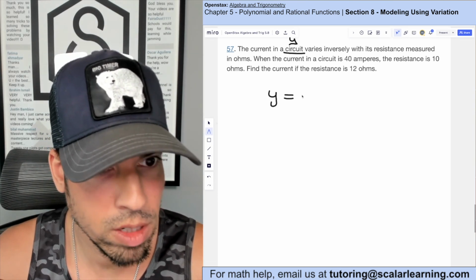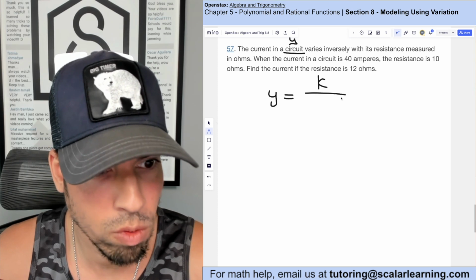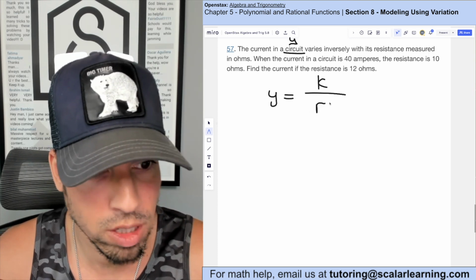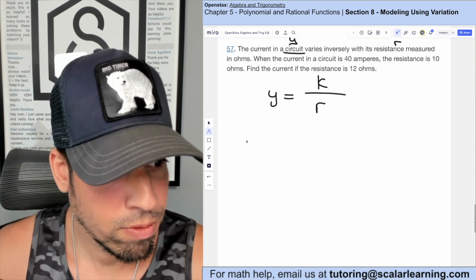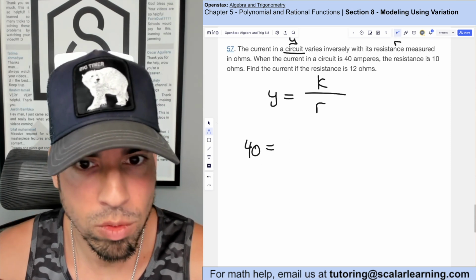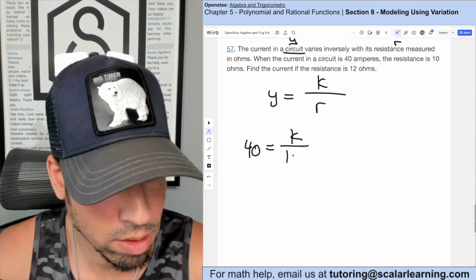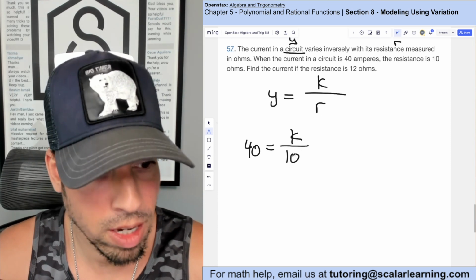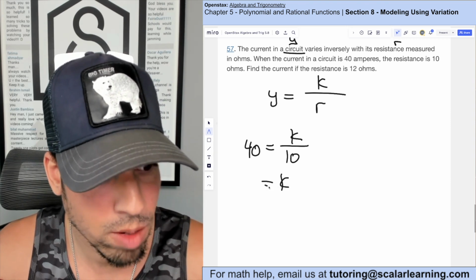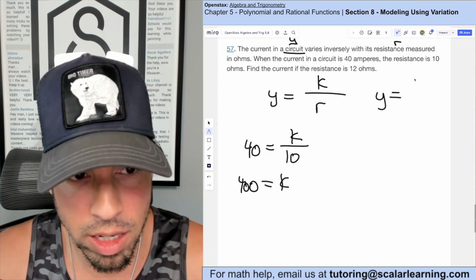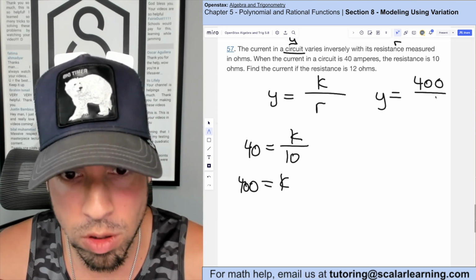So for this one, it says the current in a circuit, let's call that y, the current, varies inversely, so that's k over, varies inversely with its resistance measured in ohms. We can just say resistance. When the current is 40, that's something to plug in for y. The resistance is 10, so we know it's k over, and then r we can plug in for 10. And this allows us to solve for k by multiplying both sides by 10, and we get k equals 400. So now we have this nice equation, y equals 400 over r.